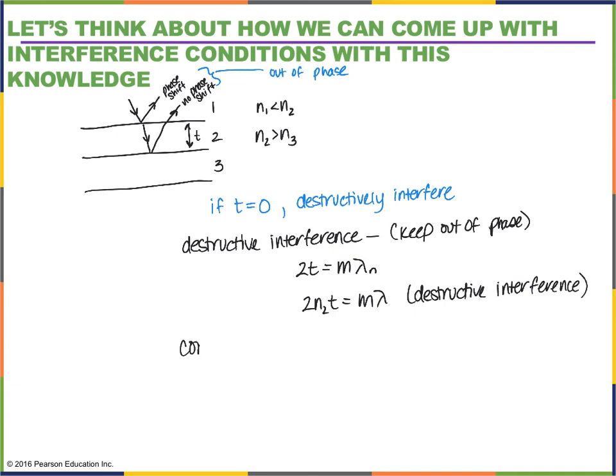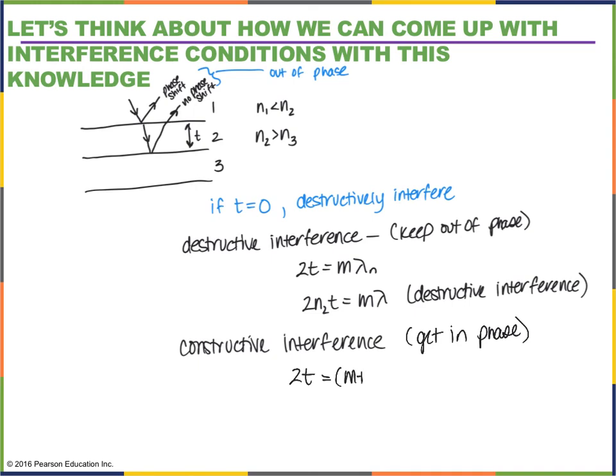And then for constructive interference, that's where I would be able to see a color. I want to get them in phase with each other. So that means that 2t has to be equal to m plus 1/2 lambda sub n, or 2n2t is equal to m plus 1/2 lambda. So this again is for constructive interference.